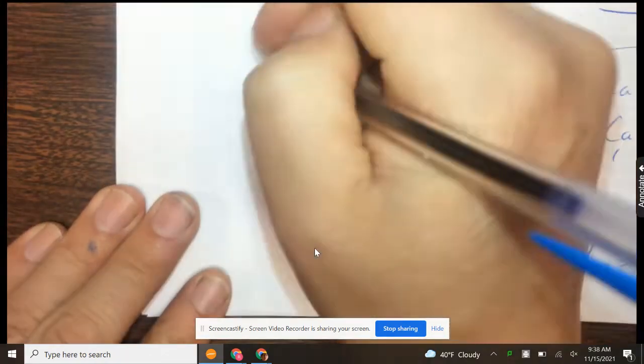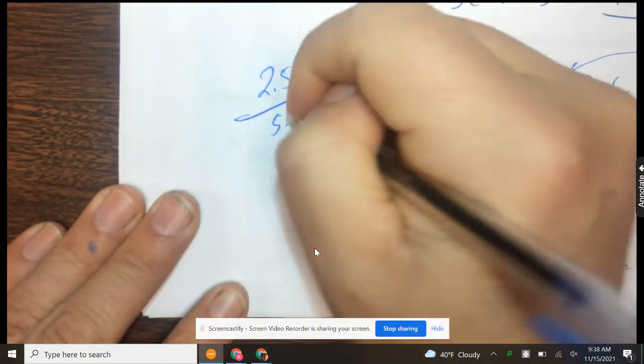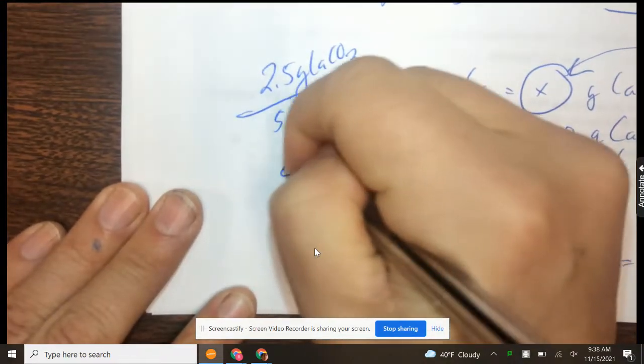Now I can find my percentage. Your percentage is the amount of calcium carbonate over the total mass of the sample, which is 5 grams. 2.5 over 5 is 50%.